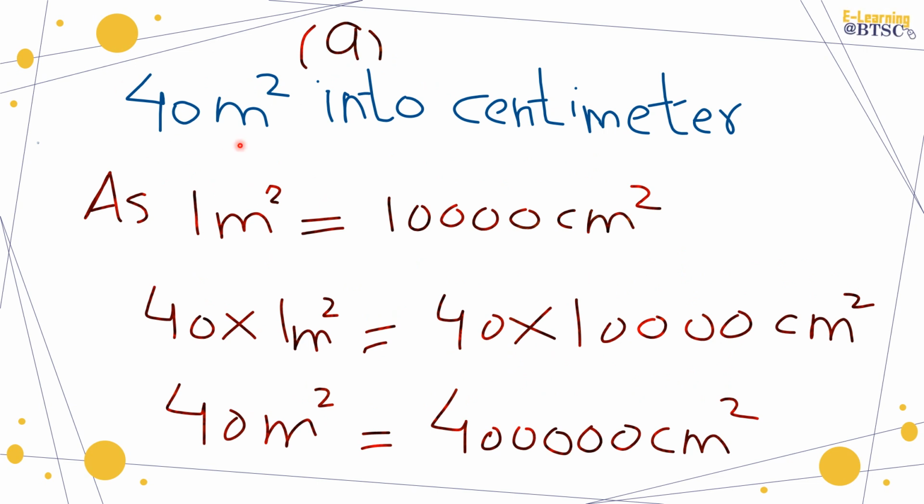Now we want to convert 40 meter square into centimeter squares. As we had done in the previous step, 1 meter square is equal to 10,000 centimeter squares, and if we want to calculate for 40 meter square, we will multiply 40 on both sides of this equation. When you multiply 40 with 1 meter square, you have the answer 40 meter square. Now we will multiply 40 with 10,000 centimeter squares. When you multiply 40 with 10,000, you have the answer 400,000 centimeter square. That means 40 meter square is equal to 400,000 centimeter square.